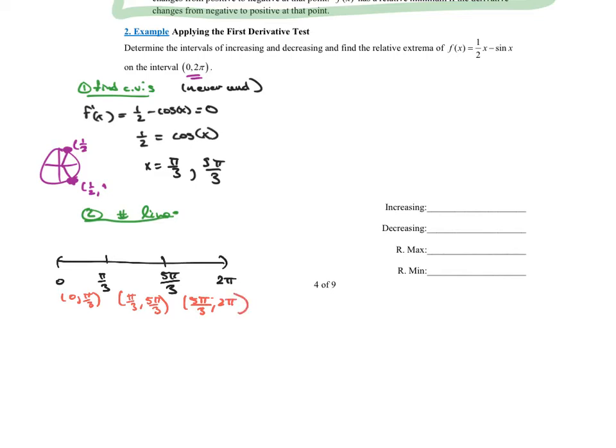Again, what we care about is what is the sign of the derivative of the function. Remember, at pi over 3 it was 0, and at 5 pi over 3 the derivative was 0. At 0 and 2 pi, we don't care.